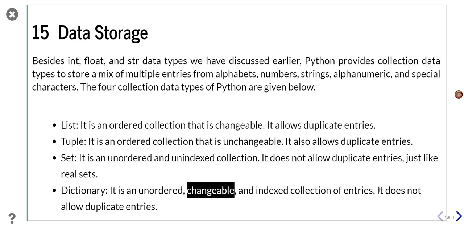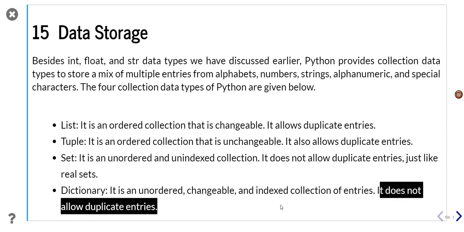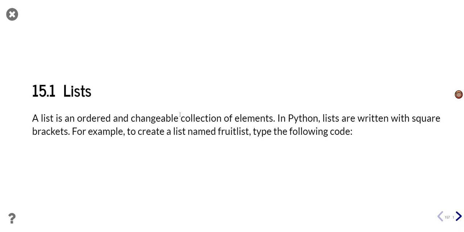One more thing under a dictionary is it does not allow duplicate entries. So these are the basic broad categories of all these 4 collection data types. So this is the keyword, collection data types. So let's see one by one. So we are going to look at the list.